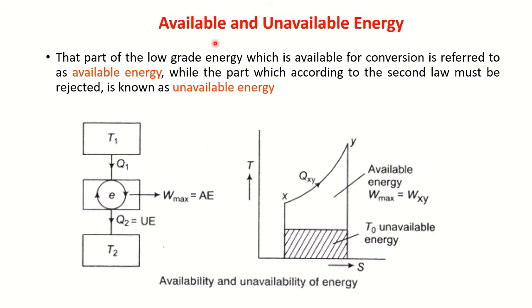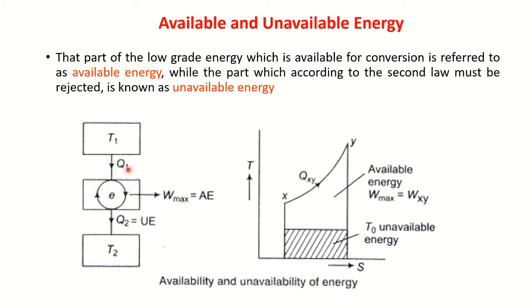Now let us talk about what is available and unavailable energy. Let us consider an engine, a reversible heat engine, working in a cycle. It's drawing a heat Q1 from a source at T1 and rejecting heat Q2 to a sink at T2. So now the question is, this is a reversible engine.